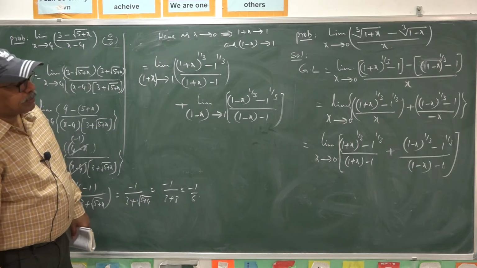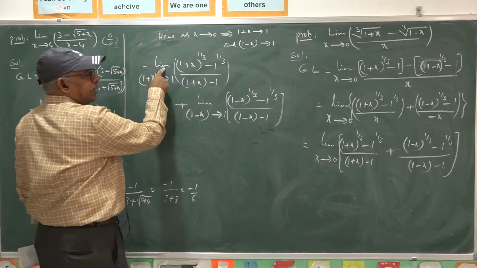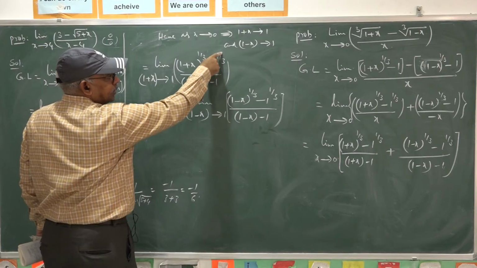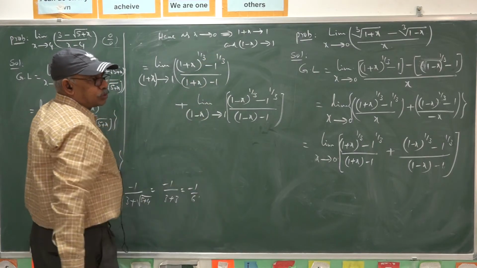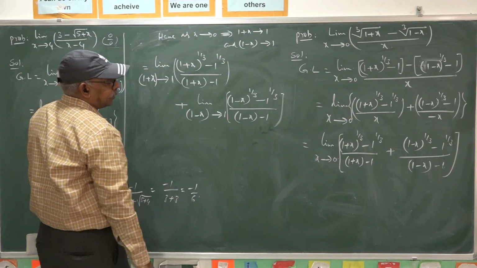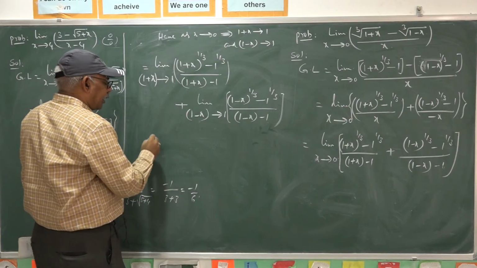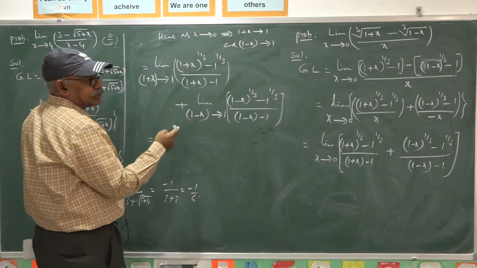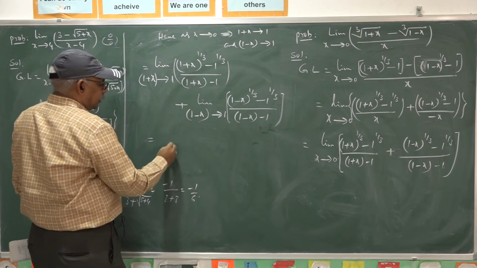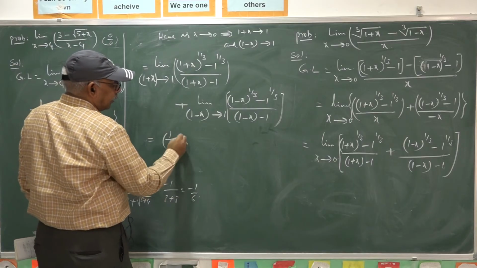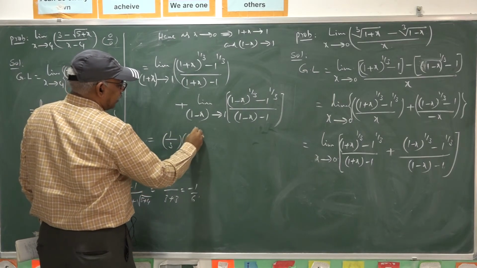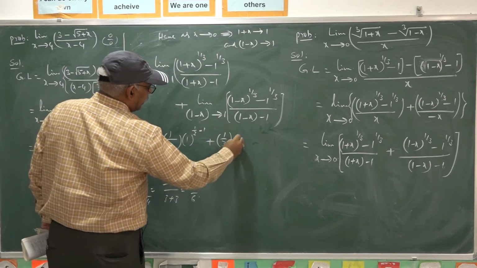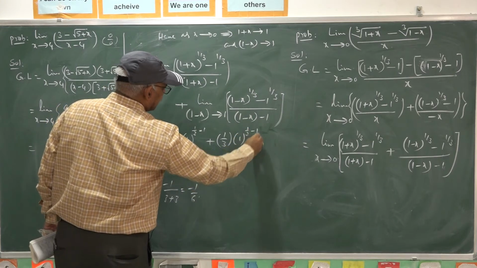So that both the limits reduce to the form limit as capital X goes to a, X power 1 by 3 minus a power 1 by 3 by X minus a. So both the limits take that formula, x power n minus a power n by x minus a as x goes to a form. Hence, the first limit takes the value 1 by 3 into 1 power 1 by 3 minus 1. The second limit also takes the value 1 by 3 into 1 power 1 by 3 minus 1.